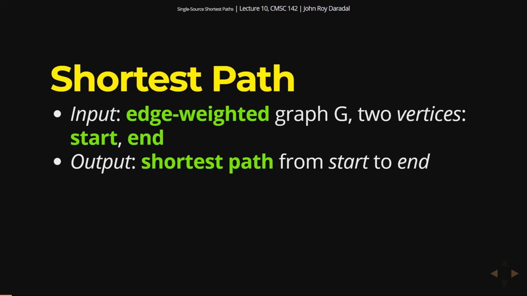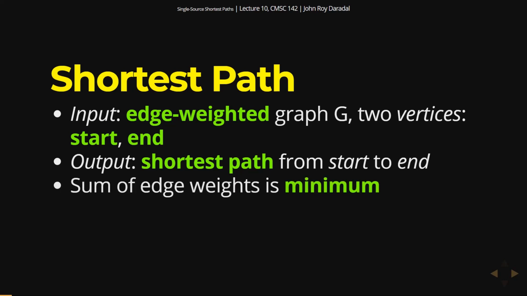Now, what do we mean by the shortest path? From start to end, there could be multiple paths possible, right? So you could pass by different paths, but you want to find the path whose sum of edge weights is at minimum. So let's say path 1 has a total edge weight of 14, and then one has only 10, and then the other one only has 7. So you would pick, of course, the one with minimum total edge weight. Okay, so that is the shortest path.